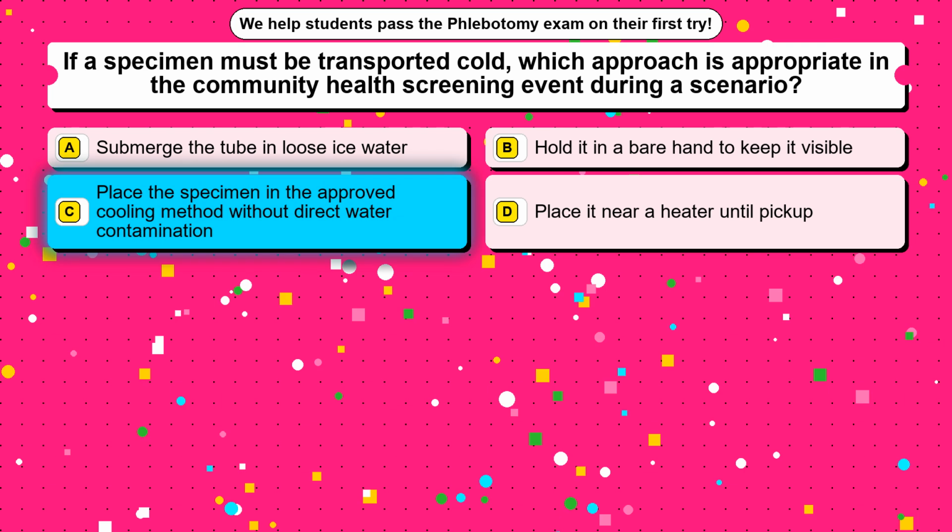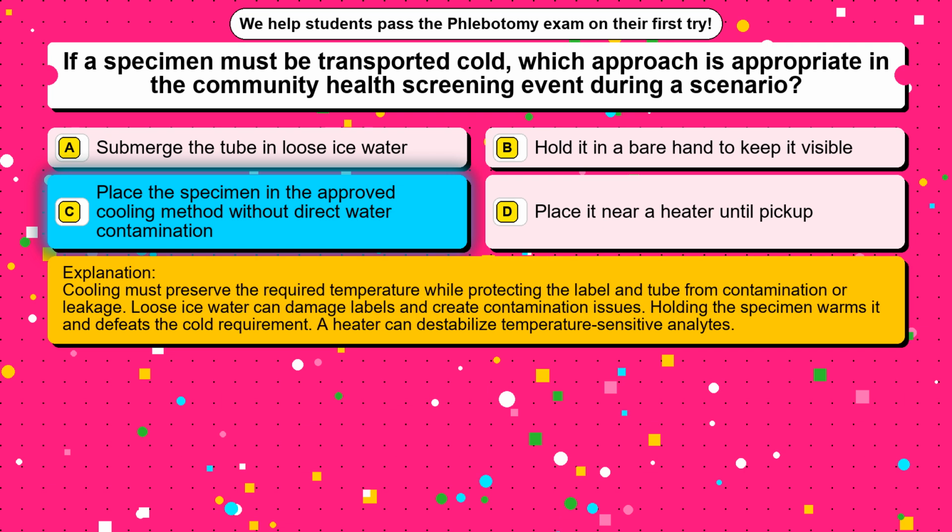Place the specimen in the approved cooling method without direct water contamination. Cooling must preserve the required temperature while protecting the label and tube from contamination or leakage. Loose ice water can damage labels and create contamination issues. Holding the specimen warms it and defeats the cold requirement. A heater can destabilize temperature-sensitive analytes.